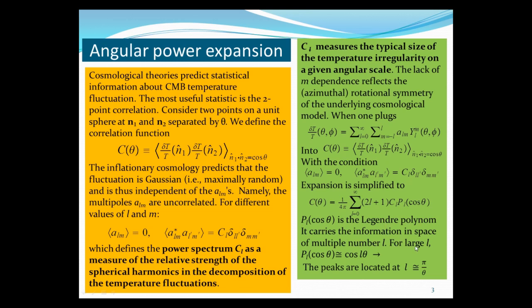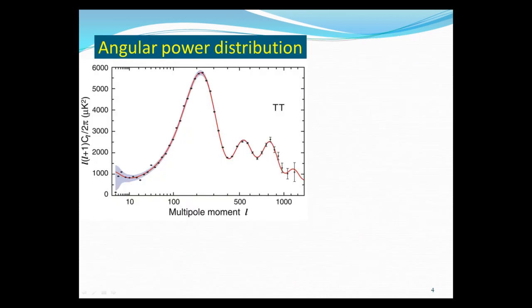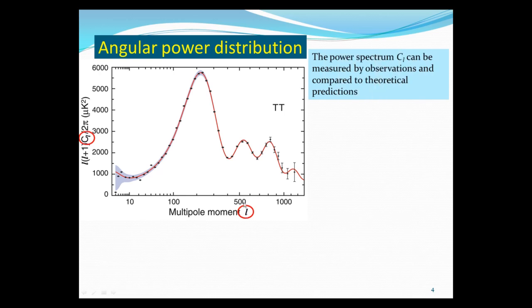We just note that for large l, the Legendre polynomial goes like cosine l theta, so the peaks are located roughly at l equal to pi over theta. So for the angular power distribution, we plot C sub l, with a convenient scale factor, as a function of l, and you get this kind of curve. The power spectrum can be measured by observations and compared with theoretical predictions.